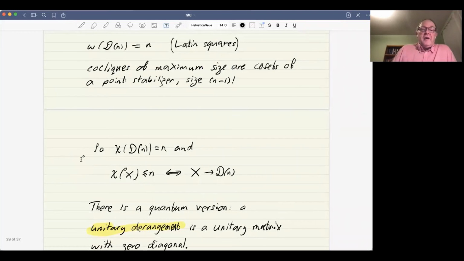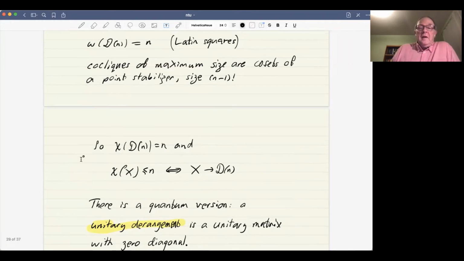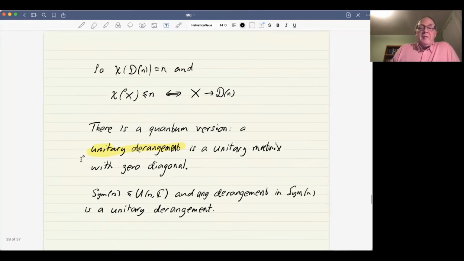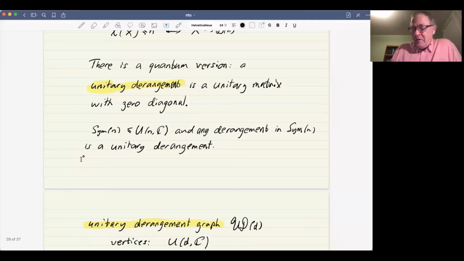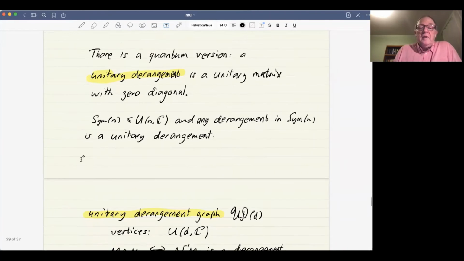Okay, and so now I can give my complicated definition: a graph is n-colorable if and only if it admits a homomorphism into the derangement graph on n vertices. So that kind of justifies what comes next. There's a quantum version. To get that, I have to replace the symmetric group by the unitary group, and I define a unitary derangement to be a unitary matrix with 0 diagonal. Now, if you write a permutation as an n by n matrix, then it's a derangement if and only if its diagonal is 0.